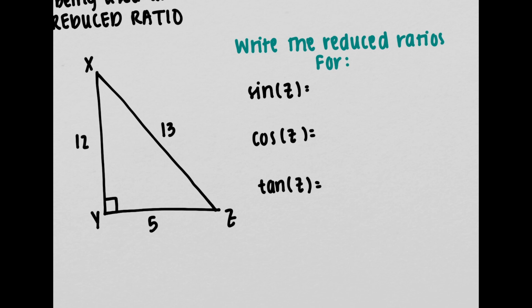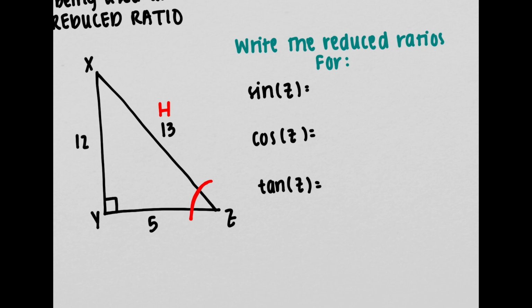All three of these are z, so I'm going to go ahead and mark the angle. Now I told you your first step was to label the sides. So I'm going to label my hypotenuse first. I look across from the 90-degree angle, which is right here. So that tells me that 13 is my hypotenuse.